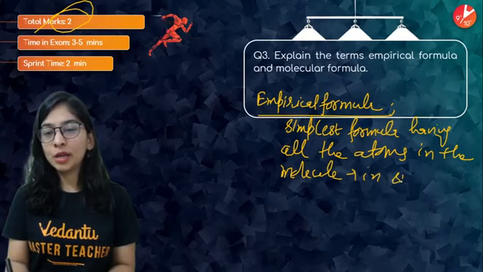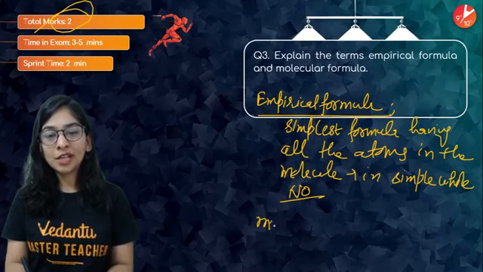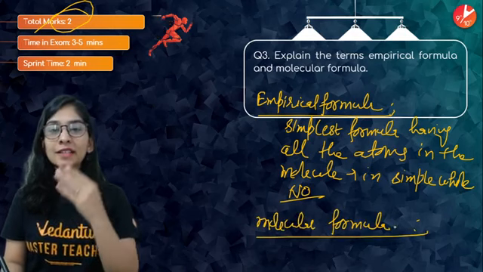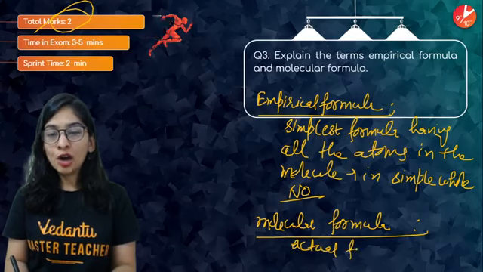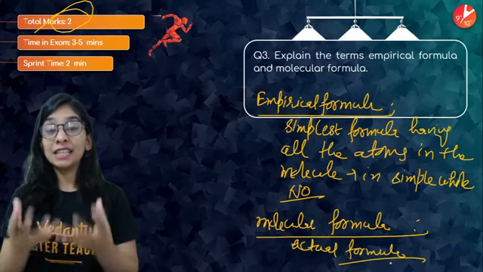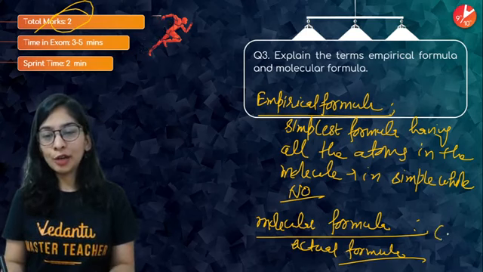In simple whole numbers. Okay, I'll give you an example to prove that. You can take the same example. First, take the molecular formula also, take a particular molecule and then compare its empirical and molecular formula. The molecular formula is the actual formula of a molecule that defines the actual number of atoms needed to make that particular molecule. Okay, let me take the example of glucose, that's C6H12O6.